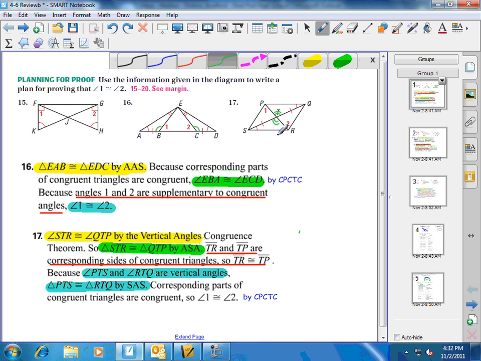Well, I know that if these two triangles are congruent, then segment PT and RT are congruent. Okay, and I've got another pair of vertical angles congruent. So I could say by side angle side, that triangle PTS and RTQ are congruent. That allows me to say that angle 1 and angle 2, they're corresponding parts, so they are congruent. So that's number 16 and number 17.